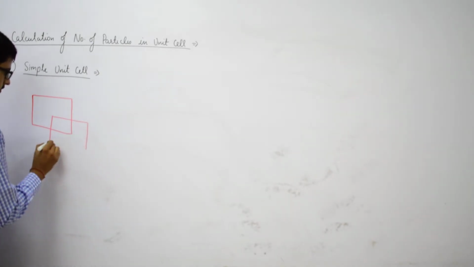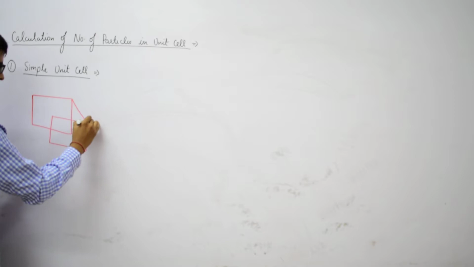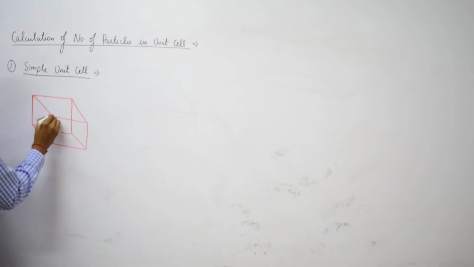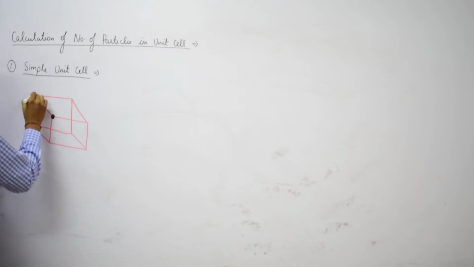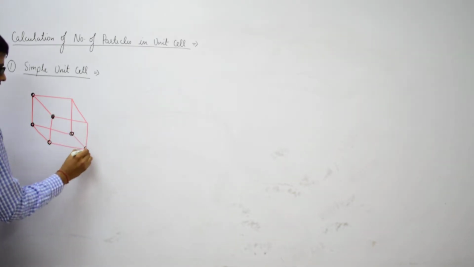So, in case of simple unit cell, the particles are present only on the 8 corners. So, these are the constituent particles of simple unit cell, which are present only on the 8 corners.